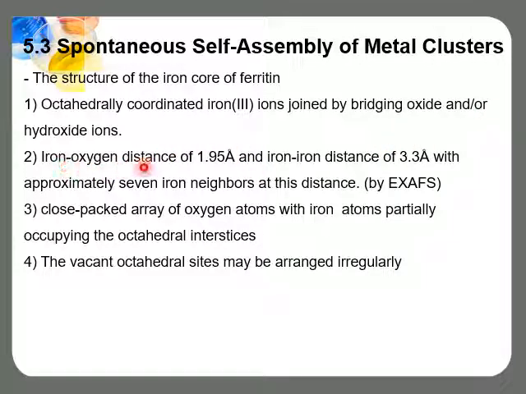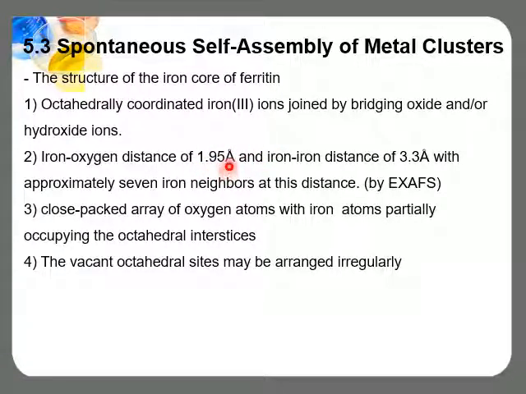The iron-oxygen distance is 1.95 angstrom. It's around 2 angstrom, so it is a kind of tight coordination bond. And the iron-iron distance is 3.3 angstrom. So there is no direct bond between iron and iron. And there are approximately 7 iron neighbors at this distance. So for one iron, the first coordination shell is covered by 6 oxygens.